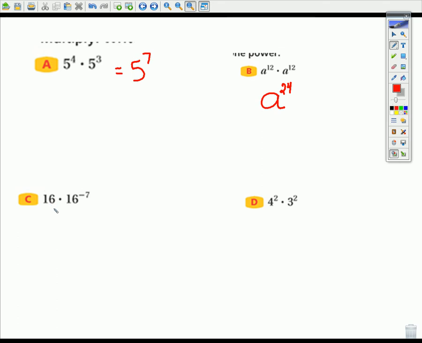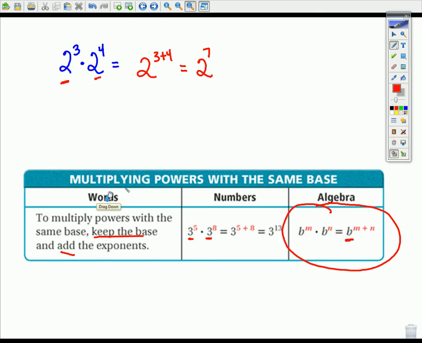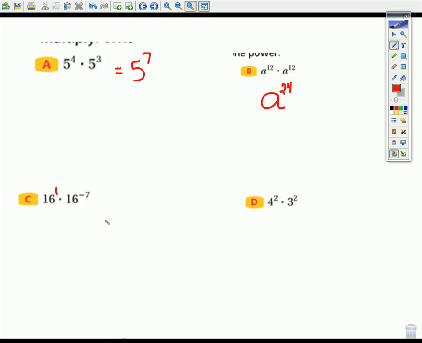16, if they don't give us an exponent, it is 1. It's not 0, because remember, anything to the 0 power is just 1 anyways. So 16 to the 1 times 16 to the negative 7 gives me 16. 1 plus negative 7 is negative 6. So it's 16 to the negative 6th.